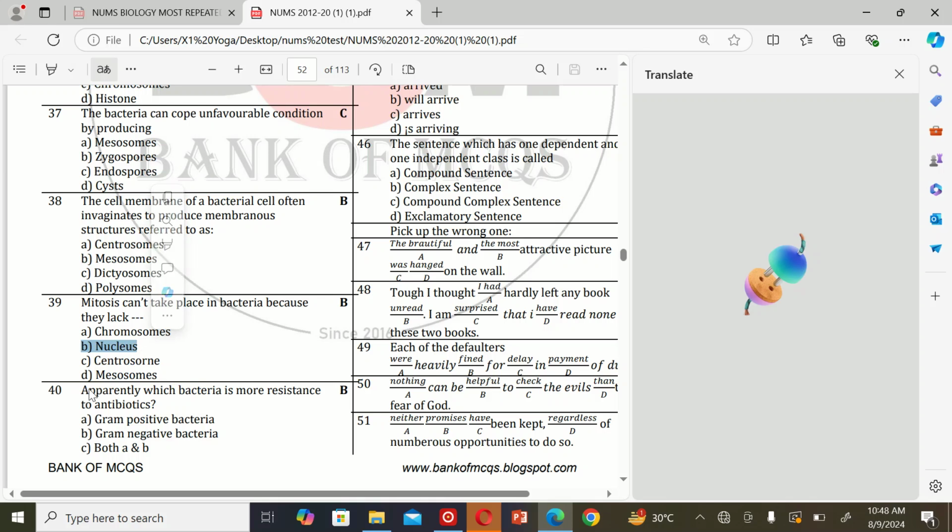The next MCQ is: which bacteria is more resistant to antibiotics? A. Gram-positive bacteria, B. Gram-negative bacteria, C. Both A and B. So the correct option is B.